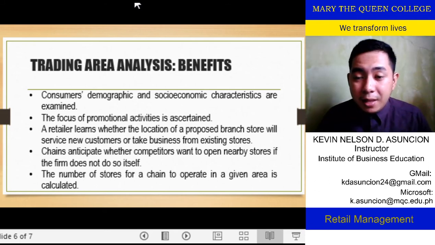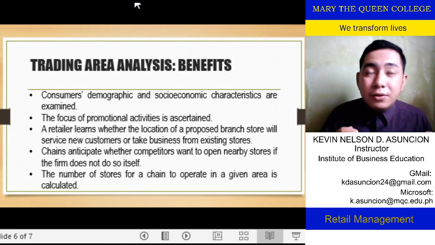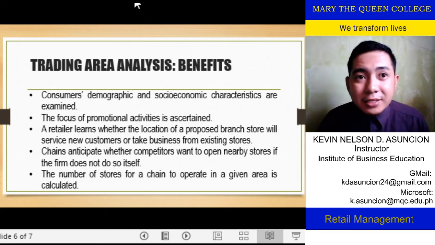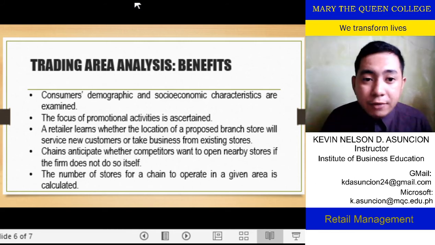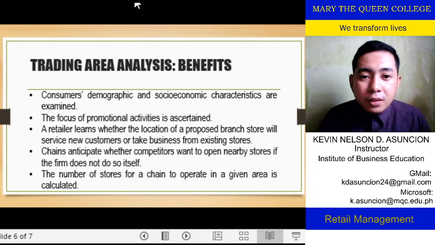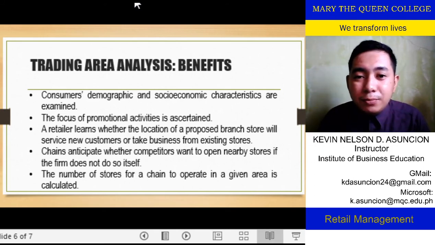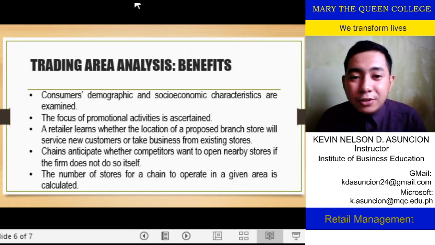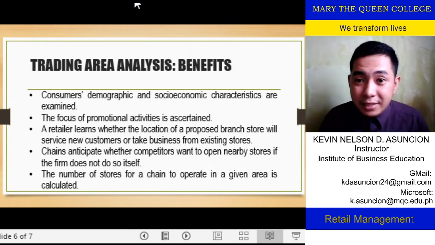Ibig sabihin, mas napipinpoint mo ngayon kung anong klaseng strategy because you understand what type of customer that you're dealing with. Then number three, a retailer learns whether the location of a proposed branch store will service new customers or take business from existing stores.